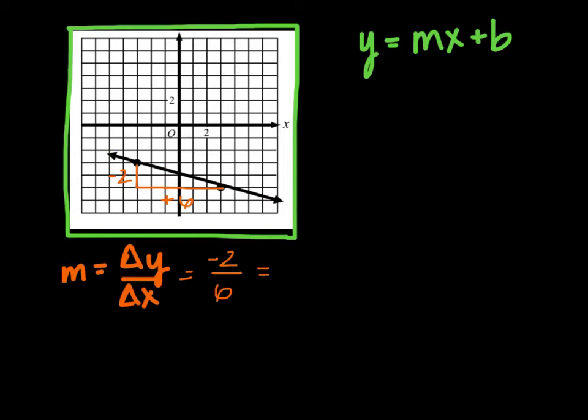Now this is one where we can reduce it, but it will stay a fraction because the smaller number is on top. So if I reduce 2 over 6, I'd be left with negative 1 over 3. So my m here is actually negative 1 over 3.